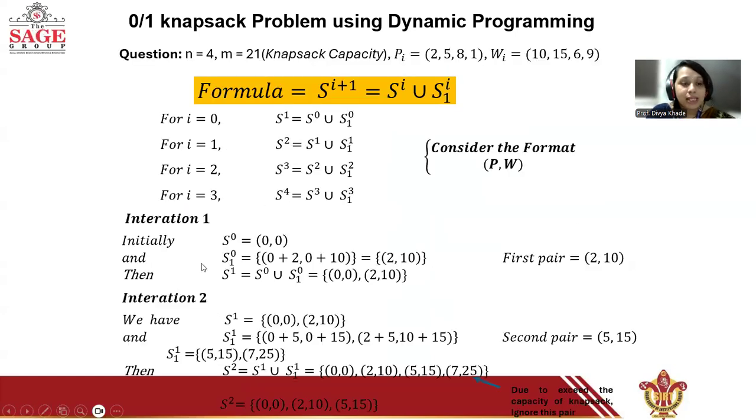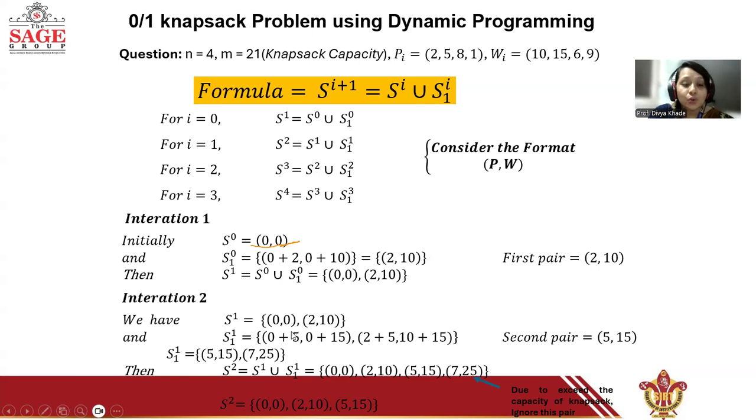By following this, initially, as you can see, we have to formulate this, and we have to take the weights of previous and upcoming items. As you can see, if we have not taken any object in our knapsack, then it would be 0 and 0 because we have not picked any of the items. Now after the first iteration, if I take the first pair of 2 and 10, then we have to manage with these sets. Now the set S1 becomes the union of S0 and S1 which is 0 0 and 2 10.